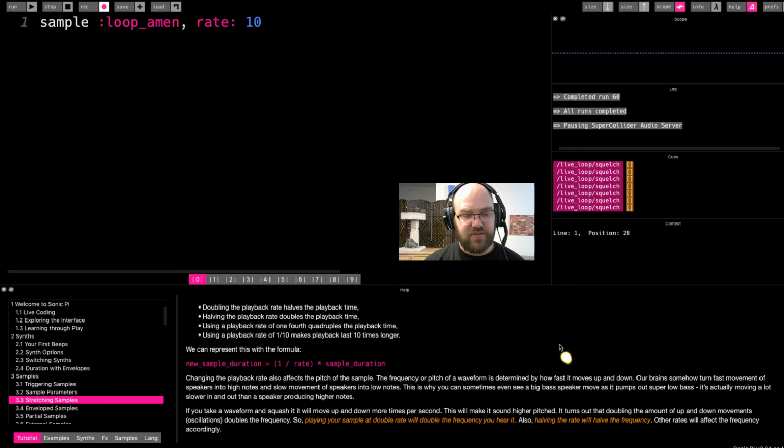If you take a waveform and squash it, it will move up and down more times per second. This will make it sound higher pitched. It turns out that doubling the amount of up and down movements, oscillations, doubles the frequency. So playing your sample at double rate will double the frequency you hear. Also, halving the rate will halve the frequency. Other rates will affect the frequency accordingly.